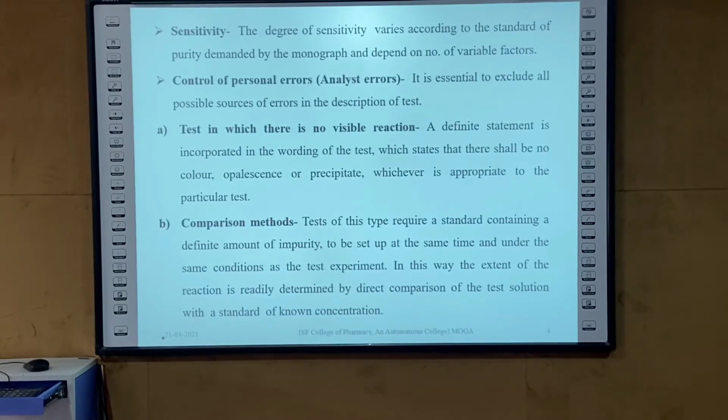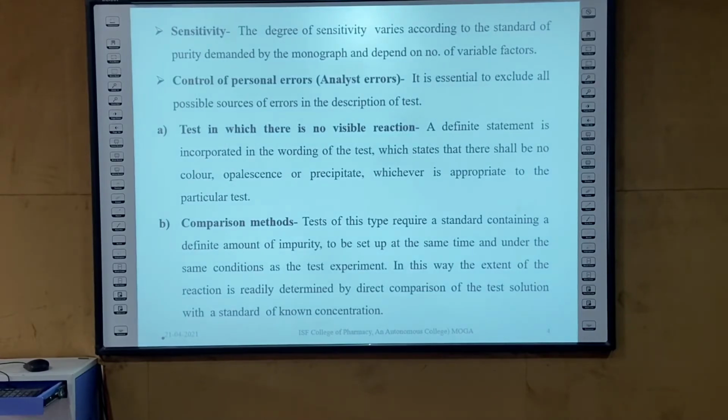The first is a test in which there is no visible reaction. A definite statement is incorporated in the wording of the test which states that there shall be no color, opalescence or precipitate, whichever is appropriate to the particular test, because in performing these limit tests, the reaction we usually visualize is through these three kinds of reactions only, that is either through color or through opalescence or through precipitate formation. The second is by the comparison methods.